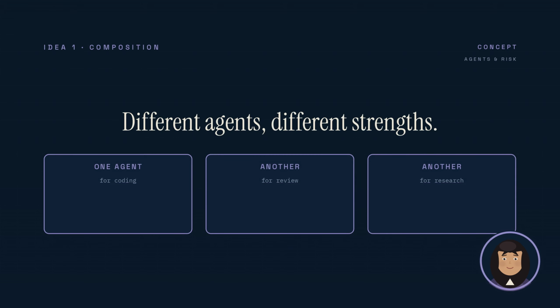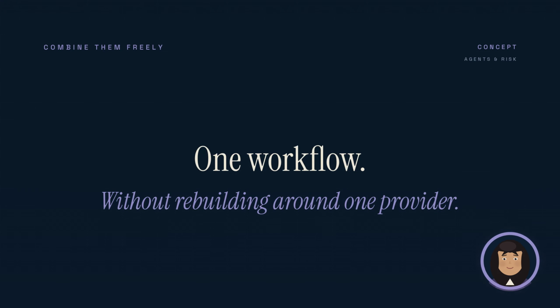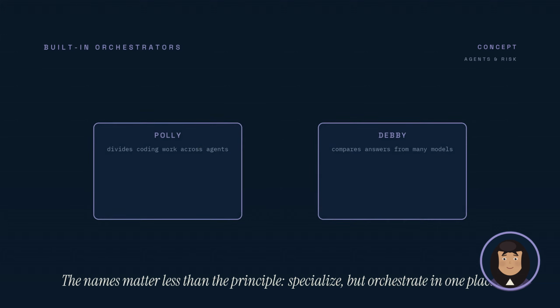The first idea is composition. A team may use one agent for coding, another for review, and another for research. Omnigent allows teams to combine different agents in one workflow without rebuilding around one provider. Its built-in orchestrators include Poly, which can divide coding work across multiple agents, and Debby, which compares answers from different models. The names are less important than the principle. Use specialized agents for different strengths while keeping one orchestration layer.